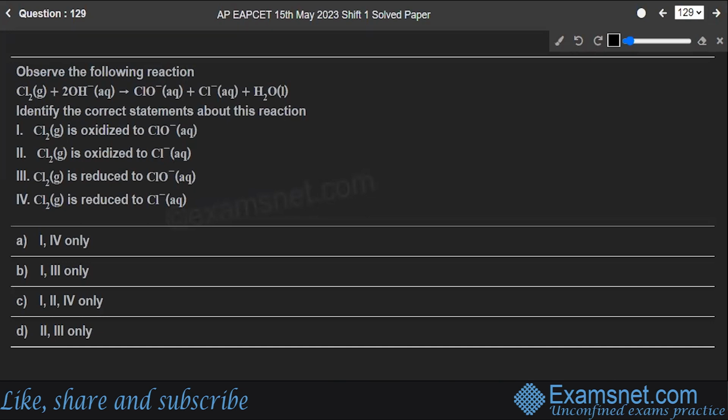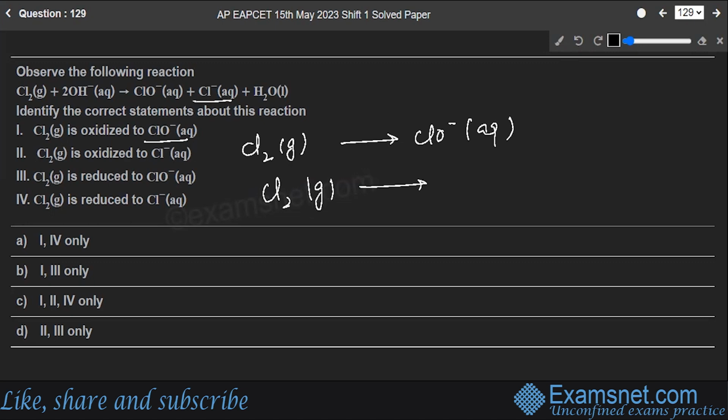It says, observe the following reaction: chlorine gas is reacting with 2 OH negative hydroxyl ions aqueous to give you this plus this plus this. You have to identify the correct statements about the reaction. First one says chlorine is oxidized to this aqueous. See, from the above reaction, it is very much clear that chlorine gas is oxidized to this ion, and chlorine gas itself gets reduced to chloride aqueous. Okay, so that makes the first one correct. It is oxidized, and the last one, chlorine reduces to this. So you have 1 and 4 as the correct answers. Option A is the correct one.